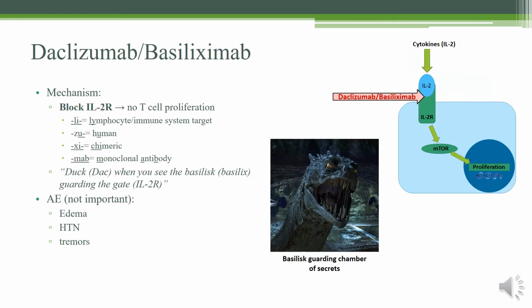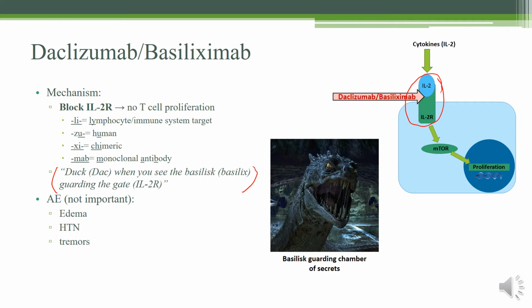Daclizumab and Basiliximab. The way I memorize these is duck when you see the basilisk. And when I think of a basilisk, I think of it as the gatekeeper. The gatekeeper for what? The most important receptor of all, the IL-2 receptor. Because this IL-2 receptor is pretty much gatekeeping T cell proliferation in general. Just remember that IL-2 is important for T cell proliferation. And these two, Daclizumab and Basiliximab, are going to block the IL-2 receptor.